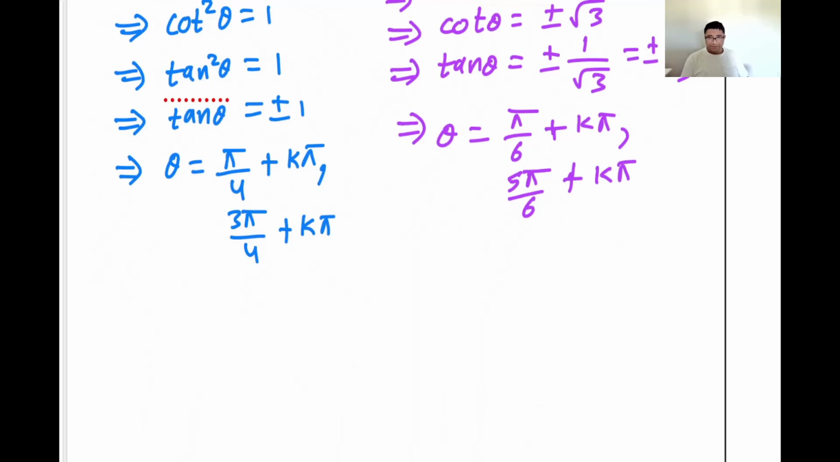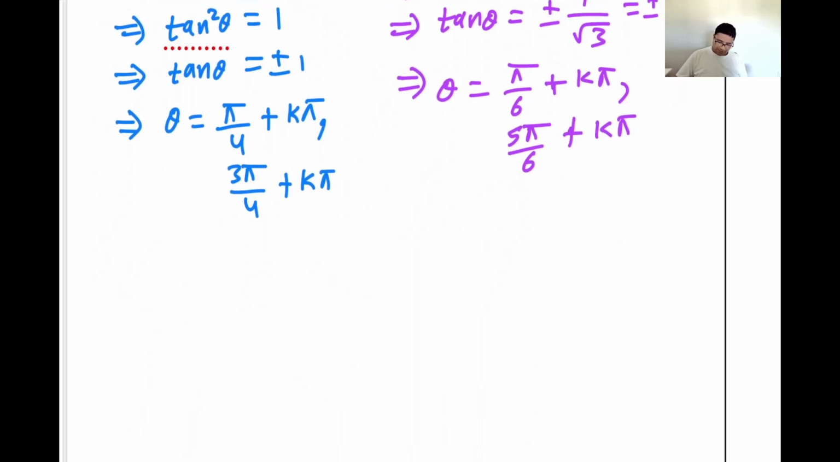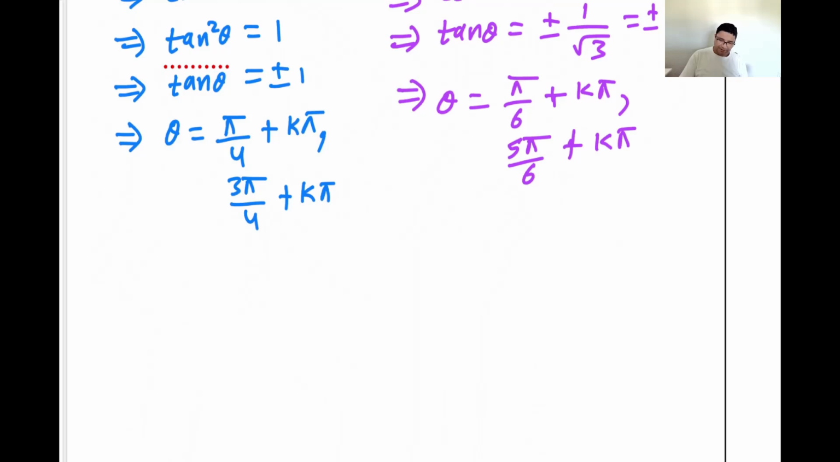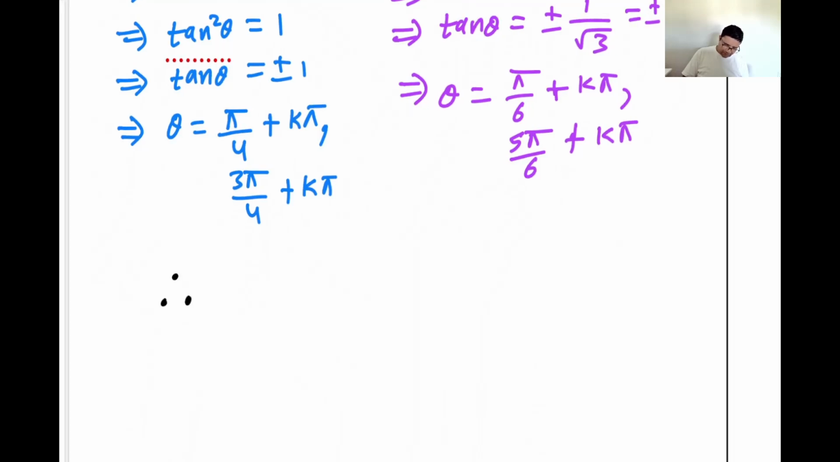Okay. So you have 4 solutions. You can combine them like this. Finally, you can write the solution like this. You can say therefore theta equals alpha plus k pi.